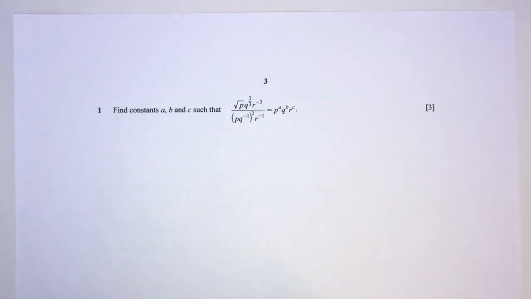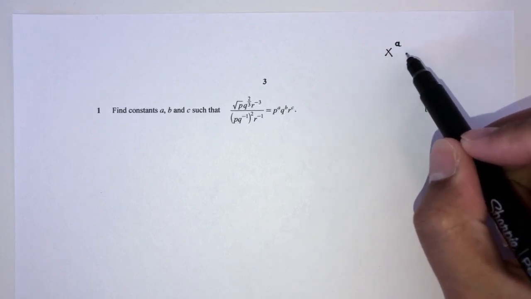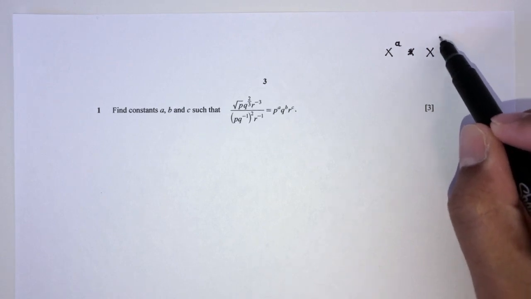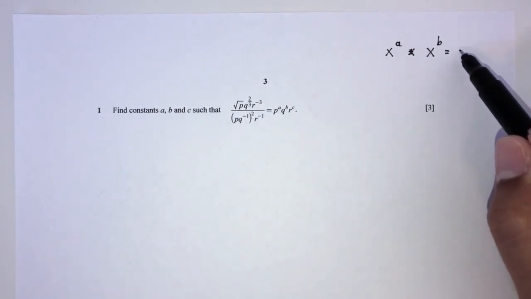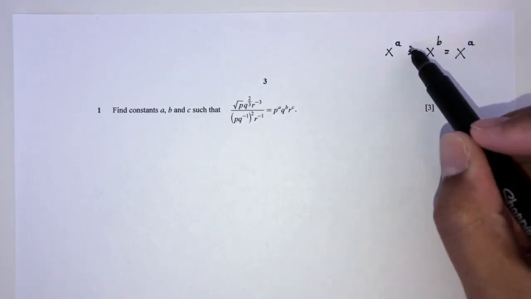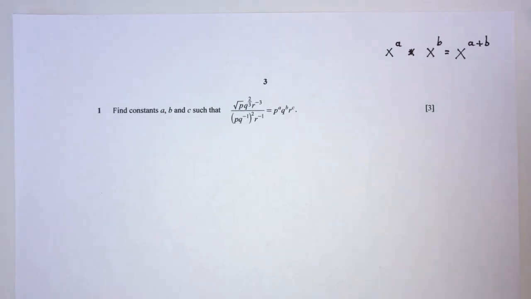So what are the laws that we know regarding indices? We have a few things to know. For example, let's say I have x power a multiplied by x power b. Since the bases are the same, we can combine them into x, and then here we have a plus b, because multiply becomes plus. So this is one of the things we have to know.